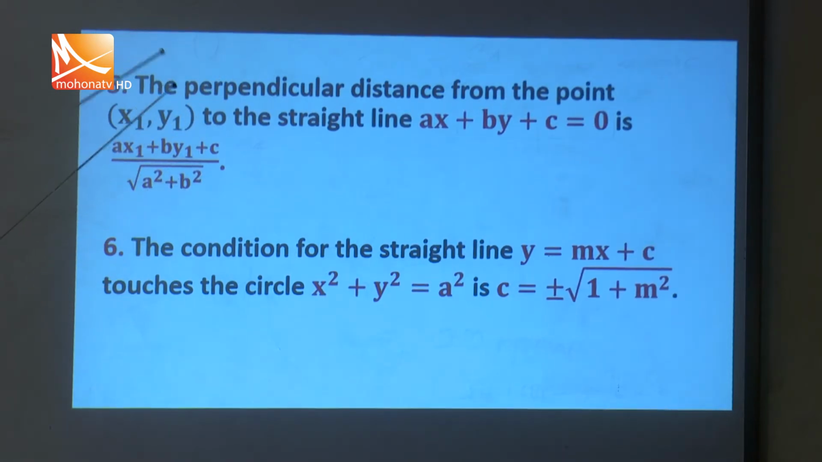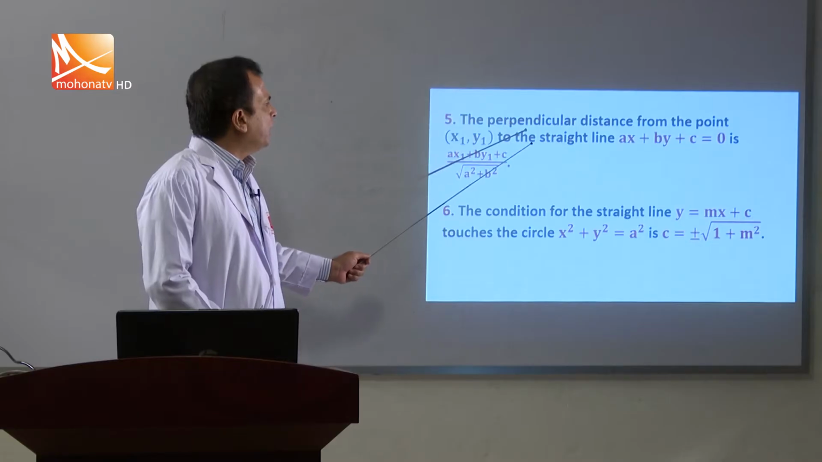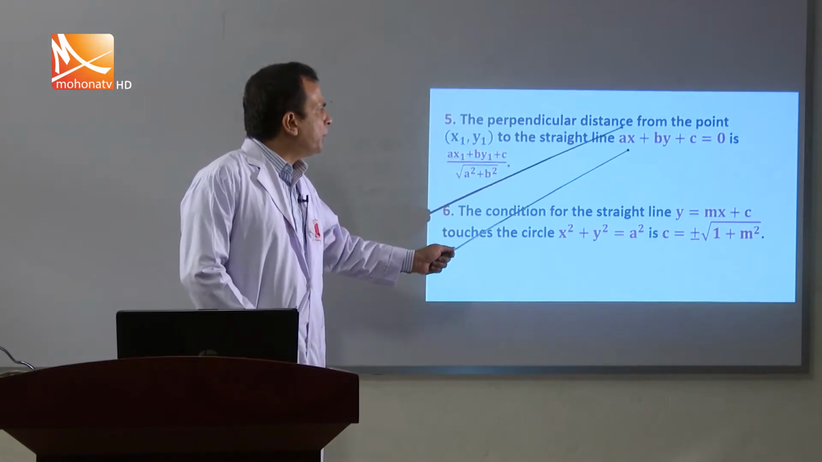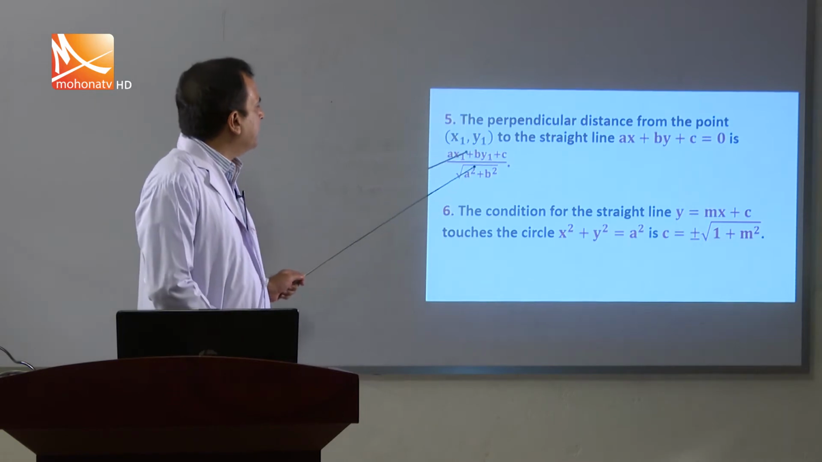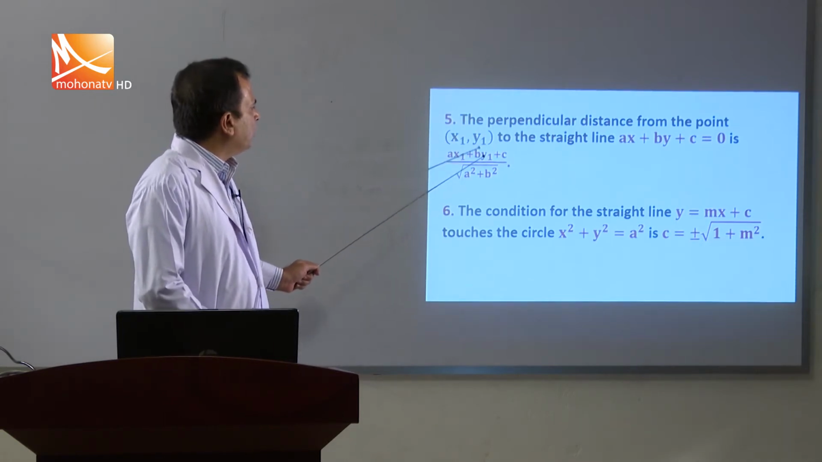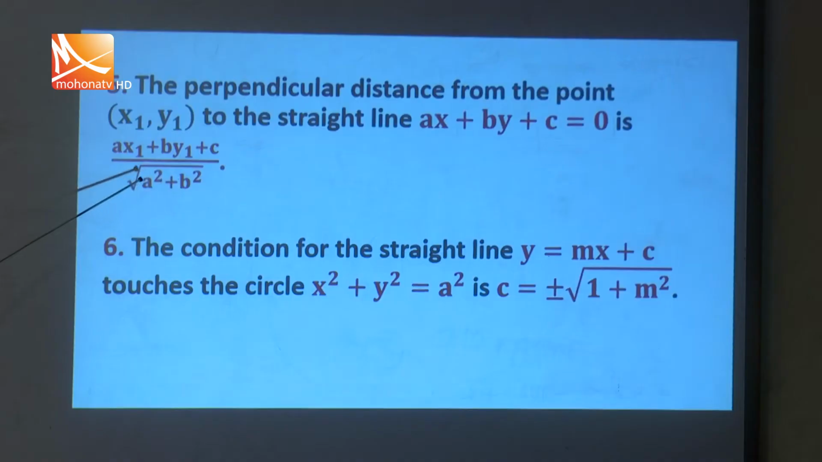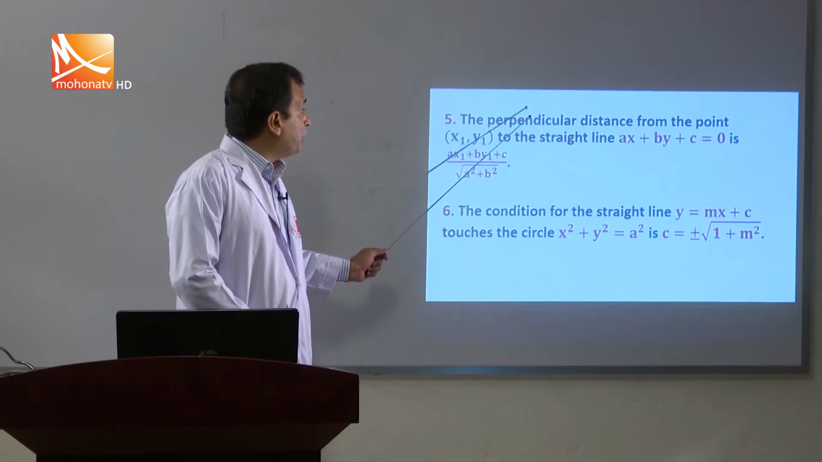Fifth one: the perpendicular distance from the point (x1, y1) to the straight line ax plus by plus c equals 0. Its formula is (ax1 plus by1 plus c) divided by root of a square plus b square, where a is the coefficient of x and b is the coefficient of y. It is a formula of a straight line, but this formula will be used to solve problems of circles. That's why it is written here.